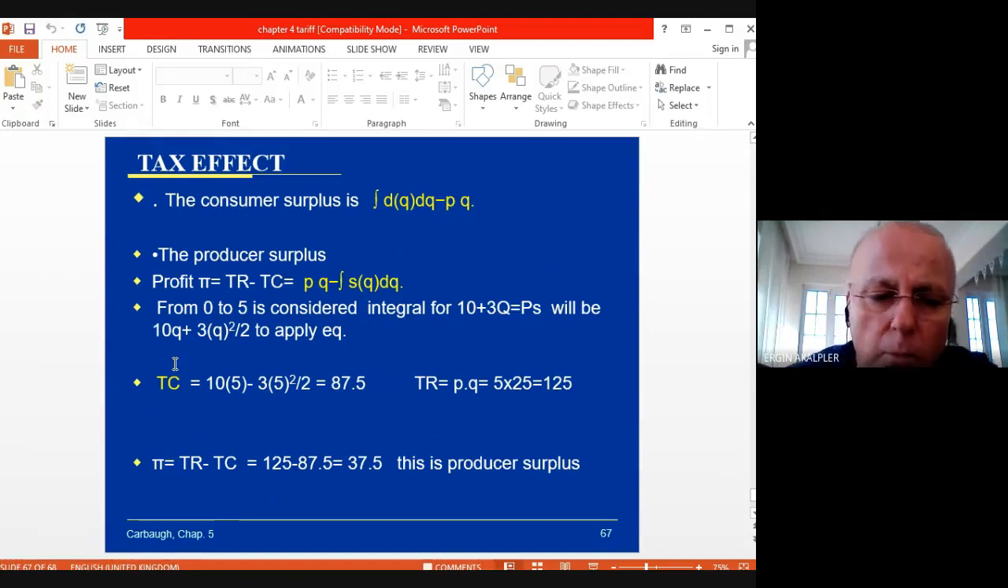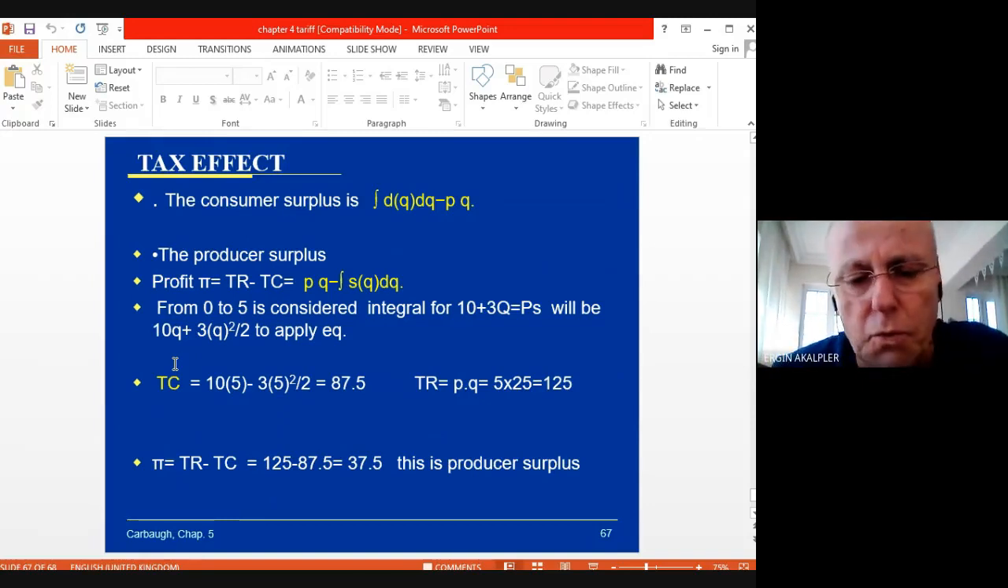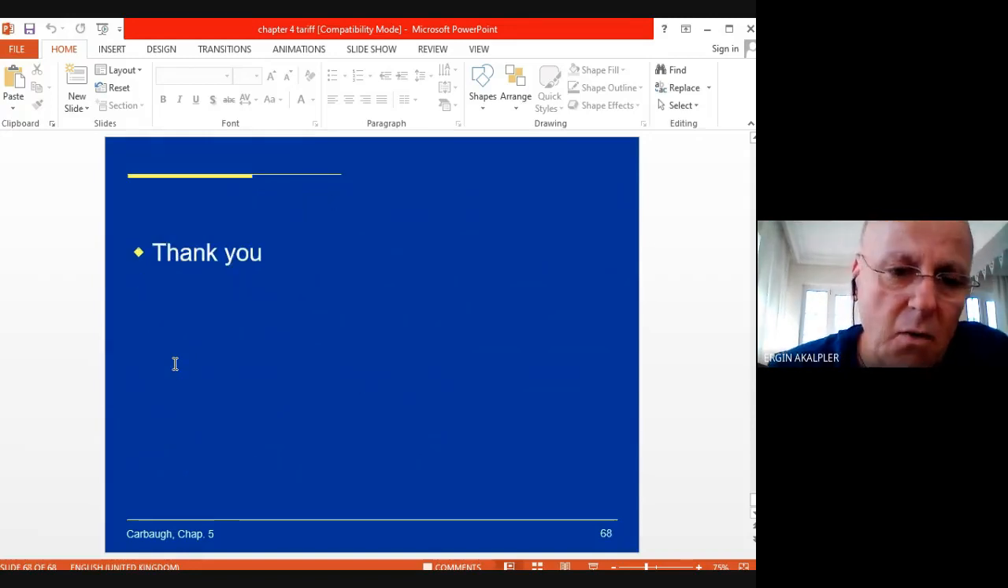This is the producer surplus, the so-called profit, which is expected to be redistributed to the producer. And this is an example for understanding the tax effect.